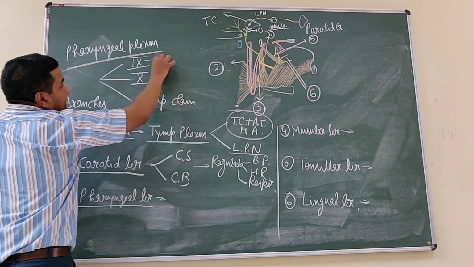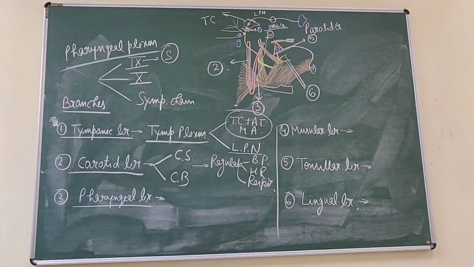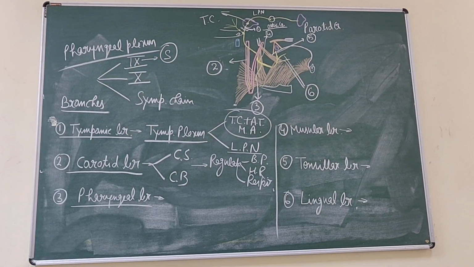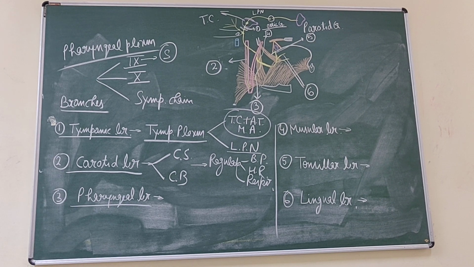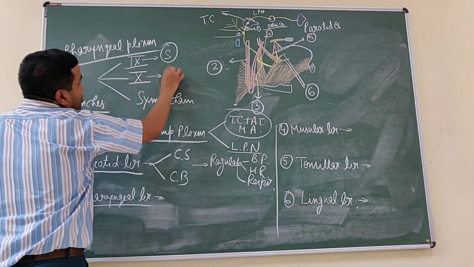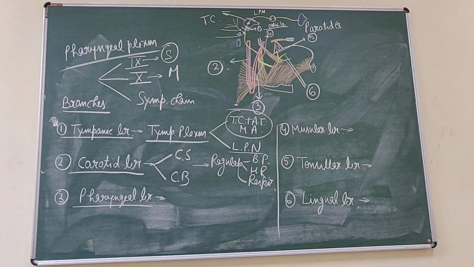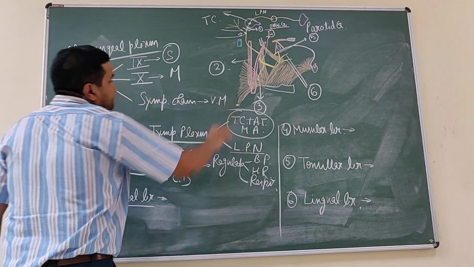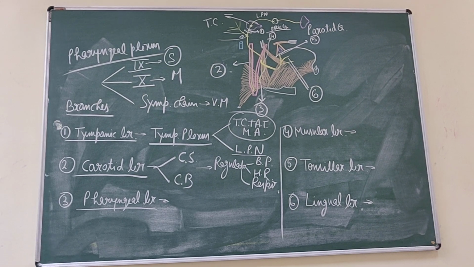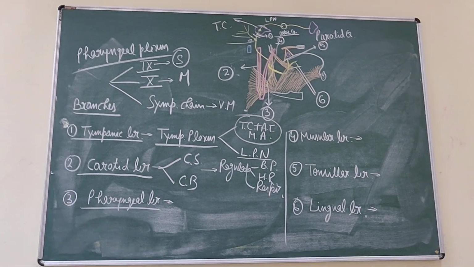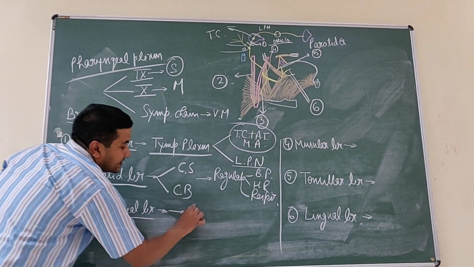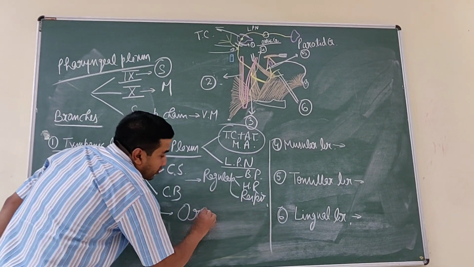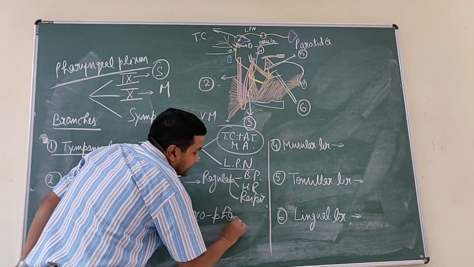This glossopharyngeal nerve, its participation is sensory. This vagus nerve, it is the motor, and the sympathetic is the vasomotor. So through the pharyngeal branch, it supplies sensory to the oropharynx. It is the oropharynx region.